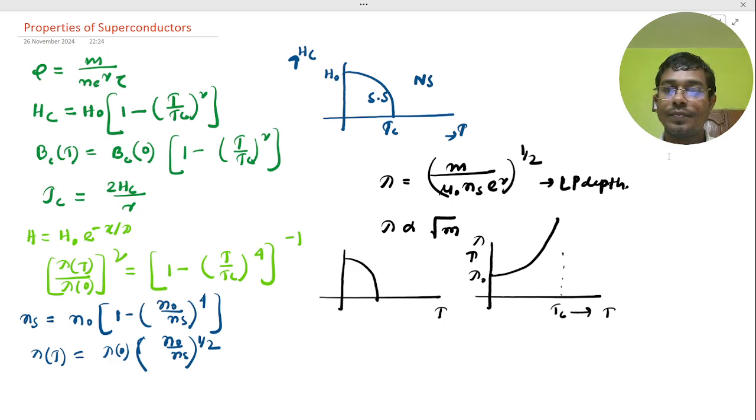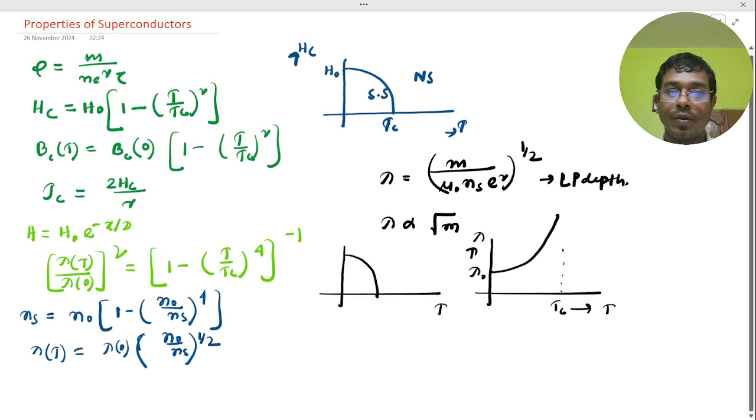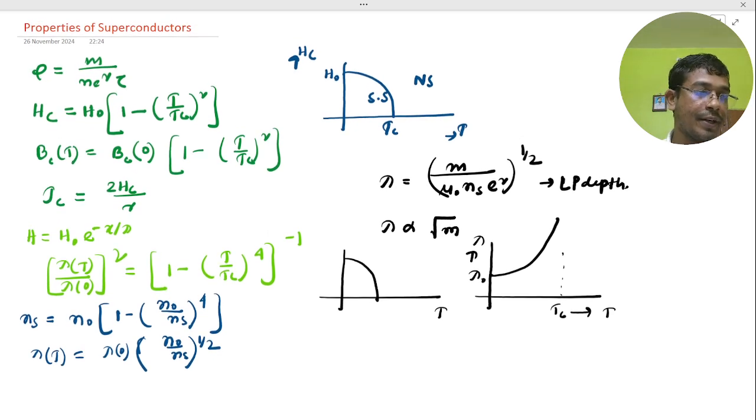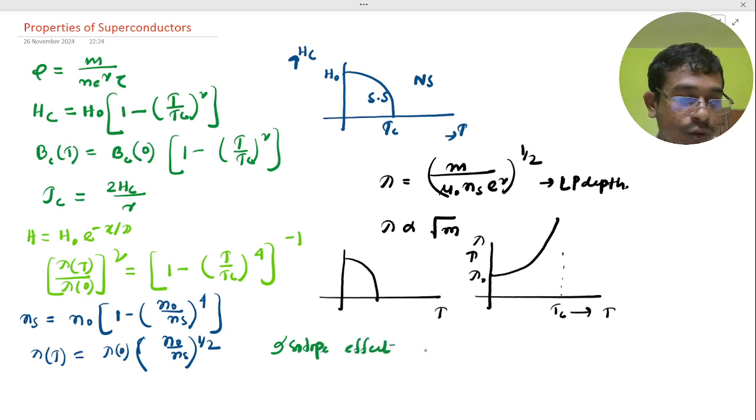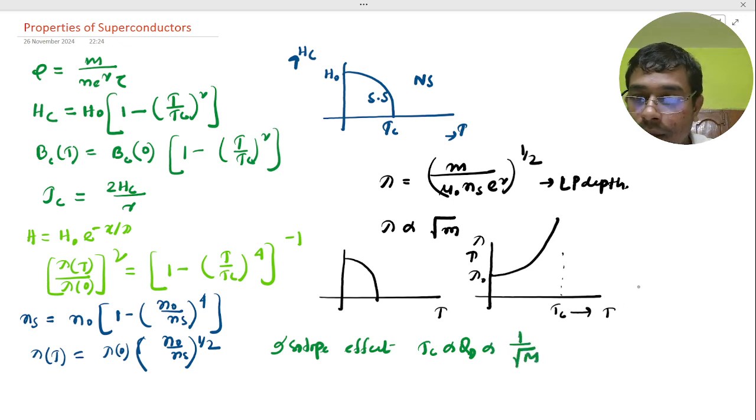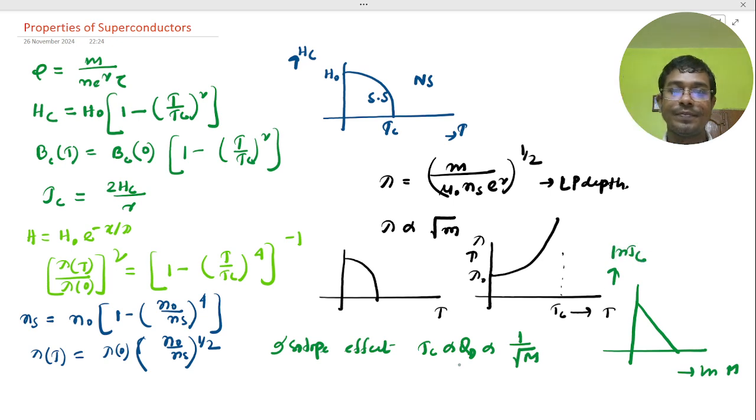Now we have the isotope effect. Basically, in the isotope effect the critical temperature is proportional to the Debye temperature, which is proportional to 1 by root m, and the graph would look like that: this one is ln m and this one is ln Tc.